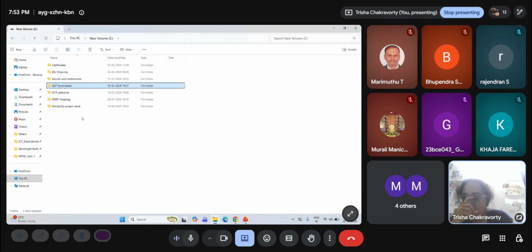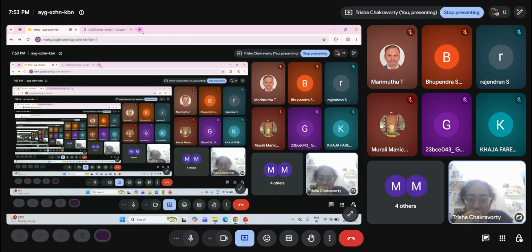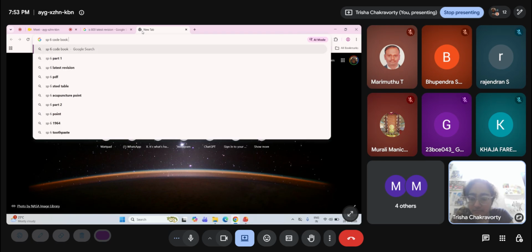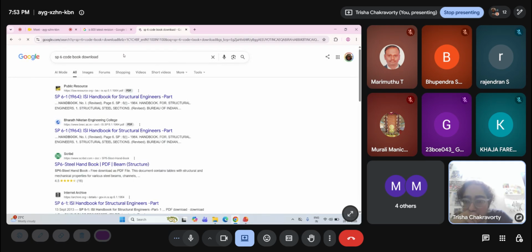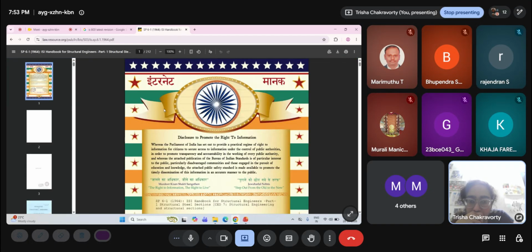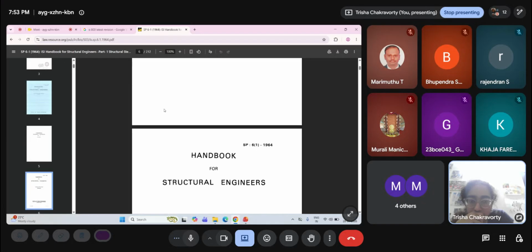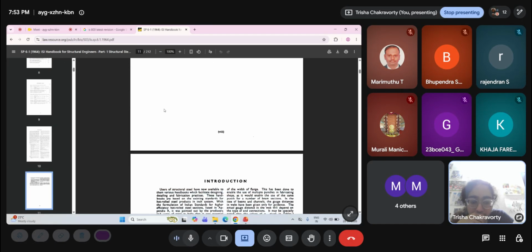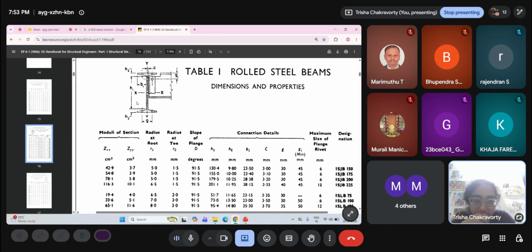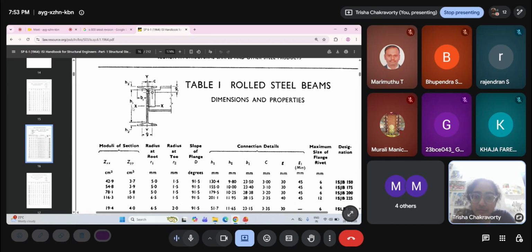It will be much clearer if I have it somewhere. Okay, so it is available on the internet. So let's look at this. This is an I section, which we just talked about. All the parameters, all the dimensions, have been marked here.